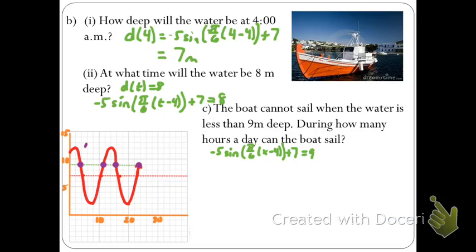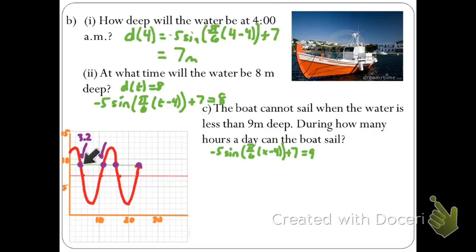Okay, when the tide is going down, when does it hit 9 meters? And when the tide is going up, when does it hit 9 meters? And then we can find the corresponding things for when the tide is going down and when the tide is going up just by adding 12 to each of these values, adding one full period to each of those values.